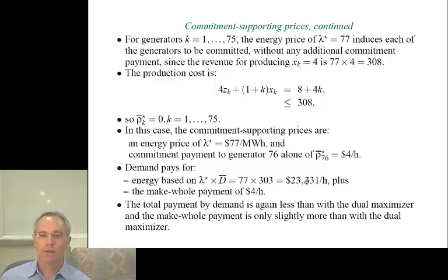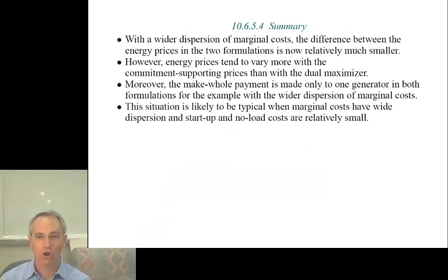In this case, demand pays 23,331 plus 4, which adds up to 23,335. This is again less than with the dual maximizer, and the make-whole payment is a little higher, but only slightly higher than with the dual maximizer. With a wider dispersion of marginal costs, the difference between the energy prices in the two formulations is now relatively much smaller. However, energy prices tend to vary more with commitment supporting prices in practice than with what we know would occur with the dual maximizer. Moreover, the make-whole payment is made to only one generator in both of these formulations when we have a wider dispersion of marginal costs. This case is likely to be typical when marginal costs have wide dispersion, almost tautologically, and when the startup and no-load costs are relatively small.